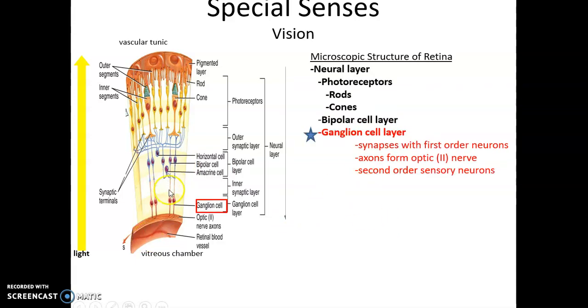Then you have the second order sensory neurons called the ganglion neural cells in the ganglion cell layer. And these neurons obviously synapse with the first order neurons, the bipolar neural cells. And then their axons that are carrying the signal form the optic nerve. So it is the second order sensory neurons that are forming the optic nerve that goes to the brain.